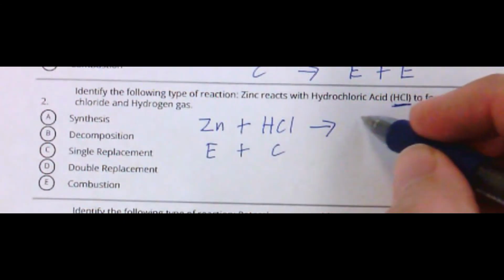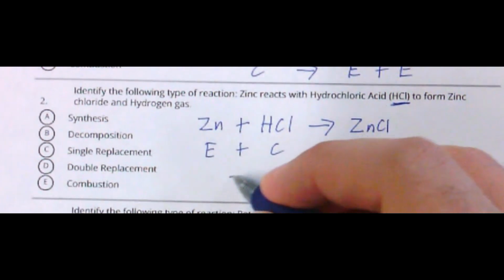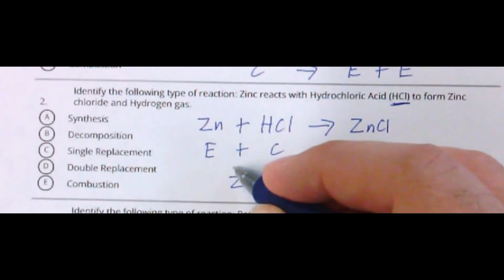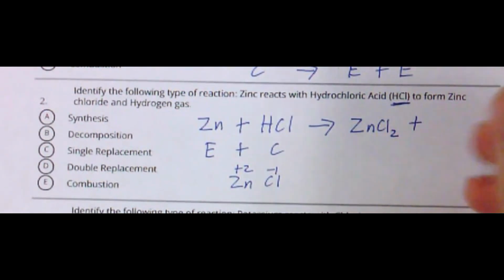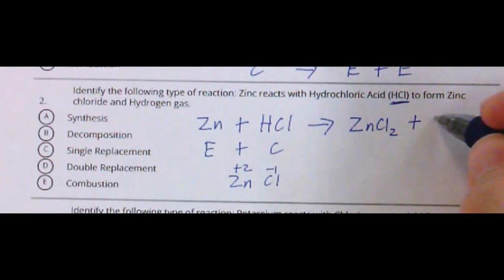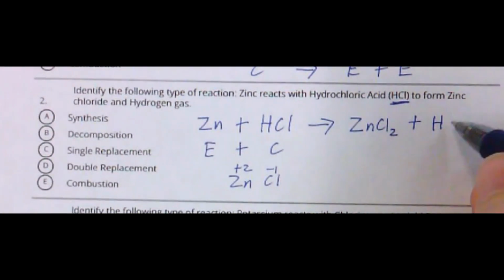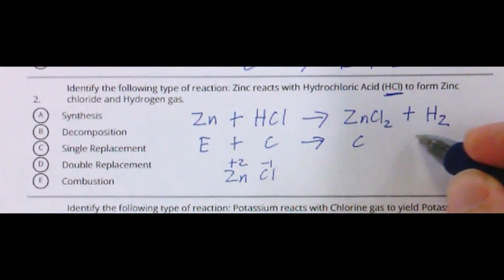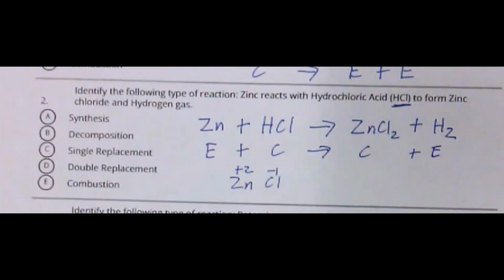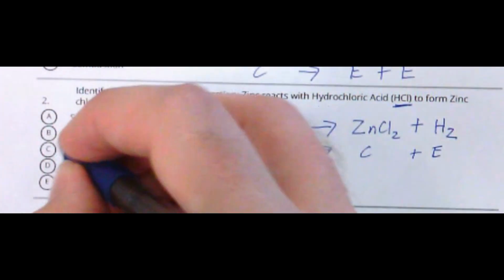Your formula is going to end up, they went ahead and told you what the products are. Zinc chloride, in which if you just wrote this, guys, that's incorrect. Why is that incorrect? You've got to crisscross. Hydrogen. And why is it H2? Because it's diatomic. So this is compound and then it gives you element. But that is what type of reaction? Well, you could have stopped right here and been able to tell everything, but I wanted to work the whole thing out. That is single.